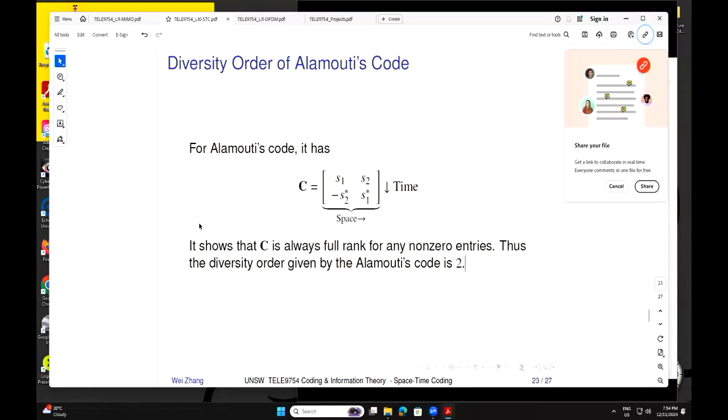So that's why today we say the arithmetic code is not only better, it is the best in terms of simple decoding, as last time we mentioned, single symbol decoding. But now today we say it can achieve the diversity order of 2, the maximum diversity order.